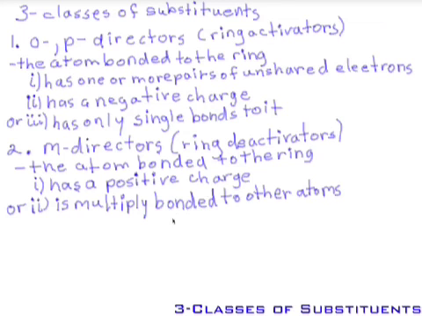So if I'm to be a meta director, the atom bonded to the ring either has to have a positive charge or is multiply bonded to other atoms, either one of those conditions. There should be an or up there. We'll look at some examples in a moment.